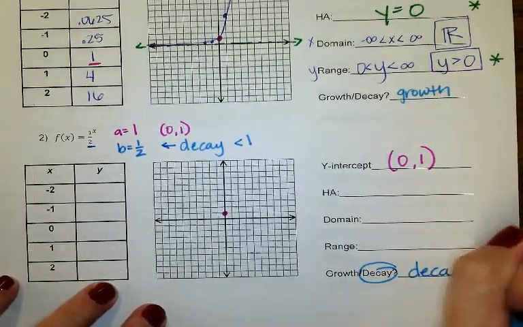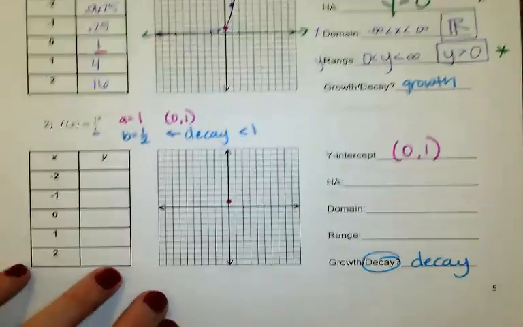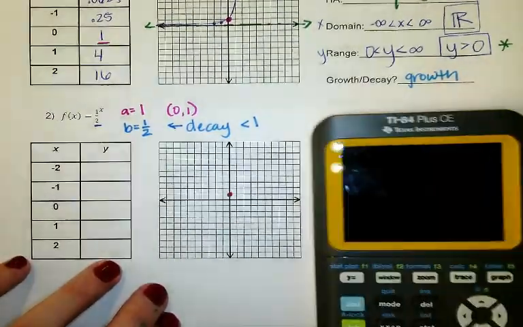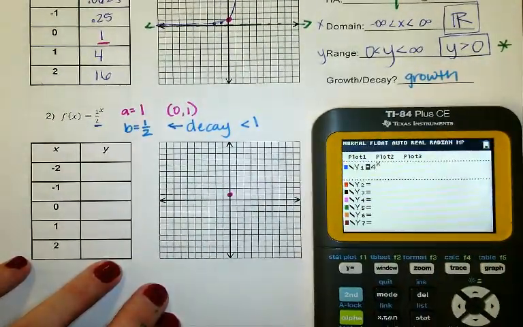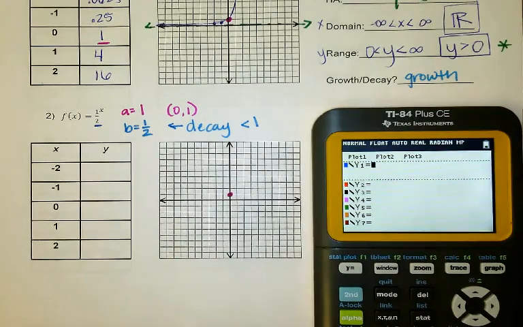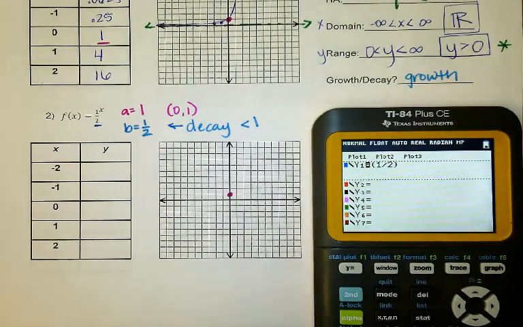Okay? Now, let's see what this actually looks like in our calculators here. So you can type this one of two ways, okay? If you want to type it as a fraction, or if you want to type it not as a fancy fraction, you can do that, and you can just say y equals parentheses 1/2 ^ x, okay?